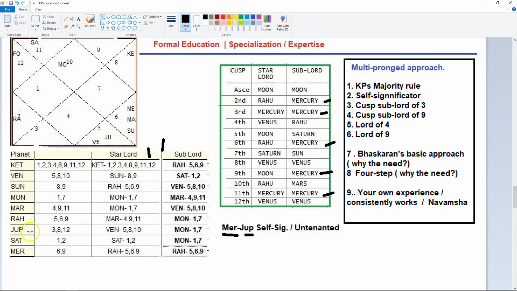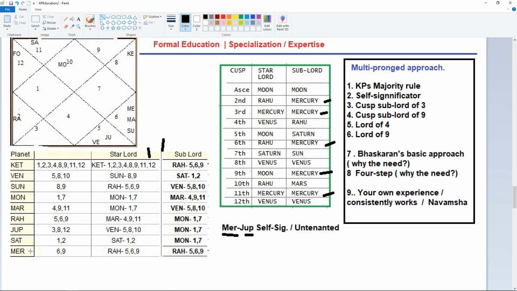Jupiter becomes very powerful by being in the 8th house, and it is the lord of the 12th cusp. So you say the lord of the 12th cusp is signifying the 8th house, at least from the education point of view. And Jupiter is also the lord of the third house. The third house indicates the area of specialization or the interest in specializing in a subject. So by combining all these things, you say Jupiter seems pretty well placed for providing some yogas in terms of specialization to this person.